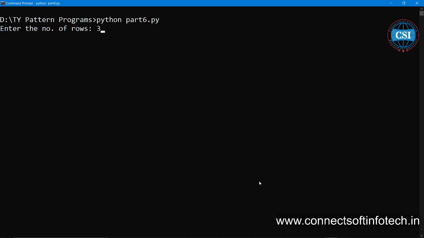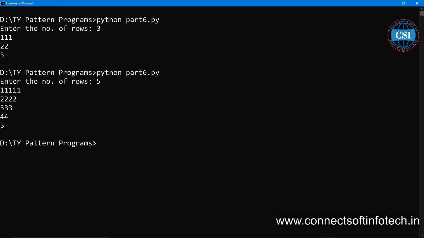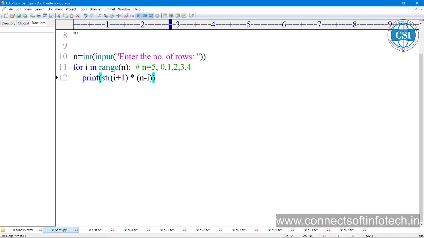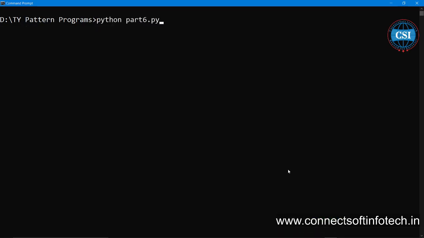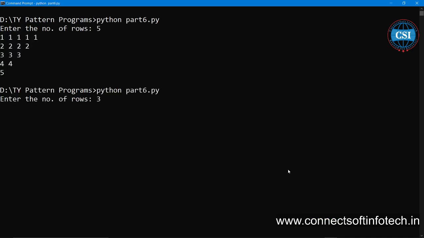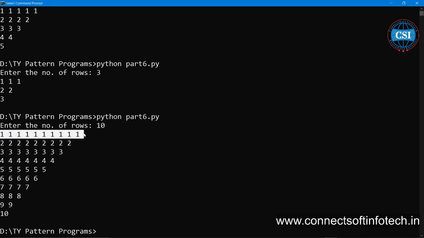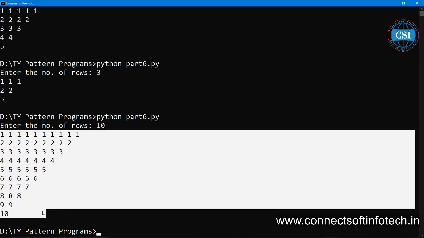Enter the number of rows, 3. Perfect. Enter 5. It's perfect. You can give one space, guys, so it will look better. Take one space here and concatenate it, just concat. Give one space, that's it. Now let us execute. Number of rows 5. Then number of rows 3. Number of rows 10. Perfectly you are getting 1 1 1 1. Yes, perfect.